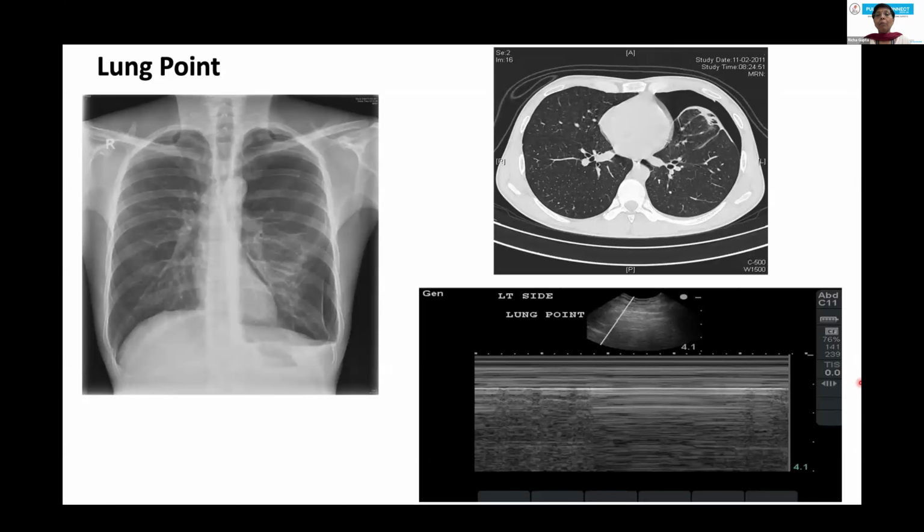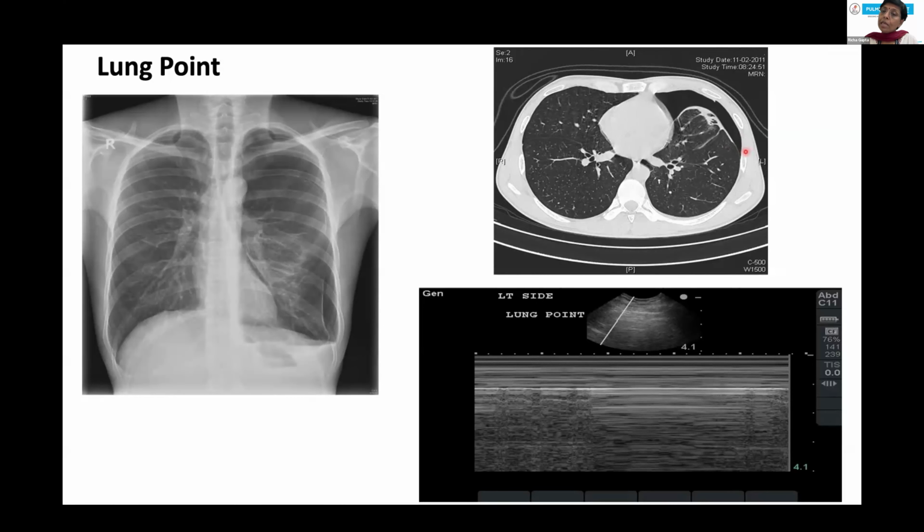Right? We come to the lung point. Lung point is nothing but a point where the visceral pleura starts separating from the parietal pleura. So if we look somewhere here, at this point here, this would be the point where you may get a lung point.